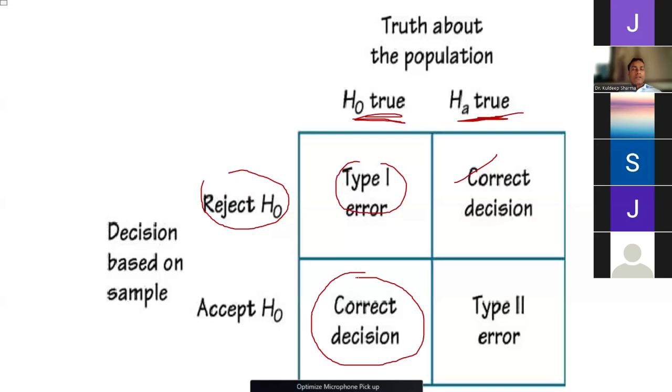This is type 2. So when you accept wrong null hypothesis, it is type 2 error. And when you accept wrong alternative, it is called as type 1.